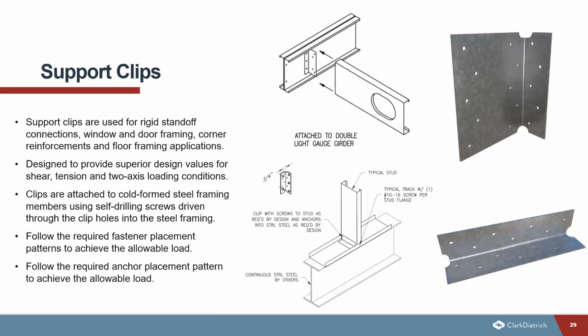As for the support clips, those are used for rigid standoff conditions, most commonly window and door framing, corner reinforcement, or floor framing applications. The detail you see on the slide here is for a floor framing application where the joist is connected to that track. Now they're designed to provide superior design values for shear, tension, and the 2-axis loading conditions. And the clips are typically attached to the cold formed steel framing members using those self-drilling screws. Again, they have to be connected with the clip holes that the manufacturers produce. And it's important to follow the required fastener placement and anchor placement to achieve that allowable load.